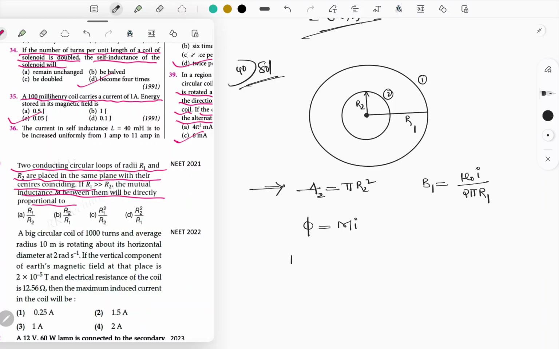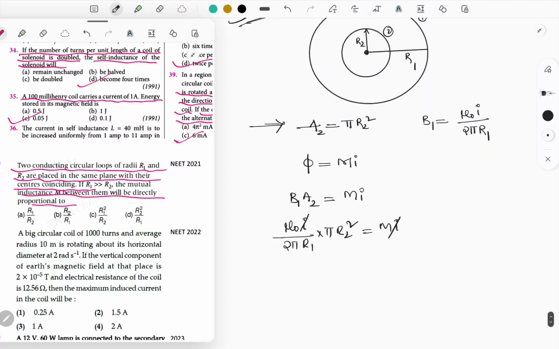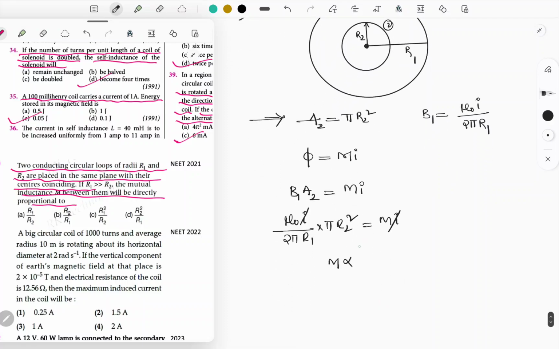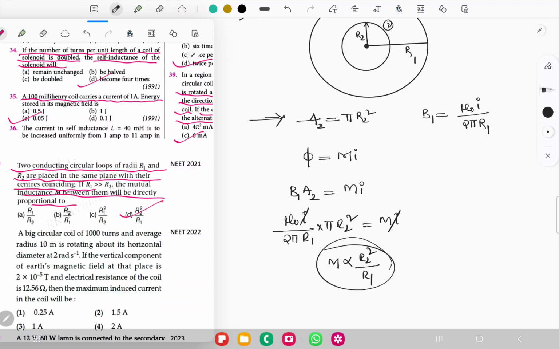So flux is equal to B1 into area. B1 is the magnetic field produced by coil 1, and A is the area of coil 2. So M into I equals mu naught I divided by 2 pi R1, into area pi R2 square. I will get cancelled. So finally M is directly proportional to R2 square divided by R1. So which option? Option D is the correct answer.